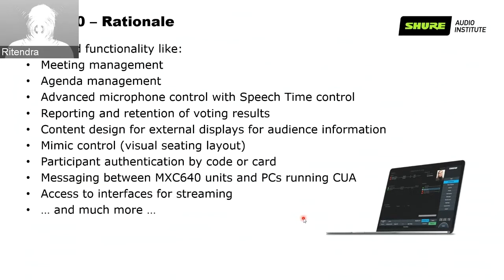You can have the content design for external display for audience information. You can have the mimic control and visual seating layout. You can access the conference unit by code and card. You can also do pre-configured messaging between the MXC 640 and the CUA application. I will explain the CUA later. And you can also do the interfacing for streaming.